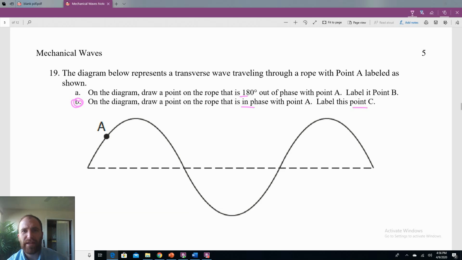You have to draw the same part of the wave wherever it was. A is at kind of a weird point. So again, we have to go all the way up, all the way down, and back to where you started. This is where we should be drawing that. We're calling it point C. So that's point C. That is in phase with point A. The easy mistake to make would be to draw it here, and that wouldn't be correct.